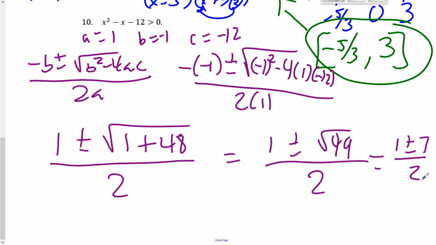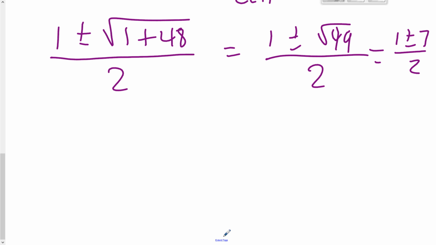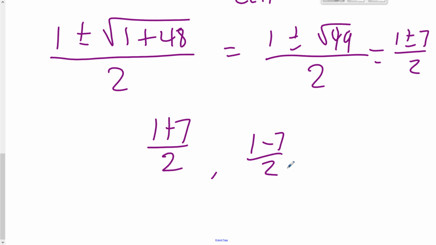Never leave your answers like this, because whenever you have all three of those terms right there, you can solve it. So please solve it. So 1 plus 7, then divide by 2 is one of your answers, and then 1 minus 7 divided by 2 is the second answer. Again, don't leave it like that. Go ahead and solve it. So this is 4, and this is, what's negative 6 divided by 2 is negative 3. So those are your two numbers.